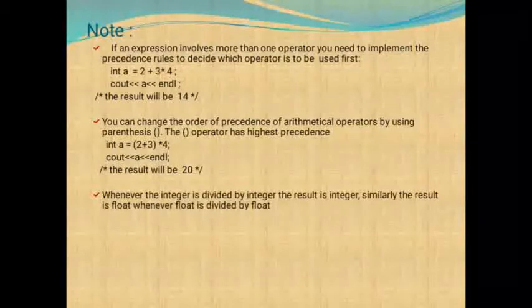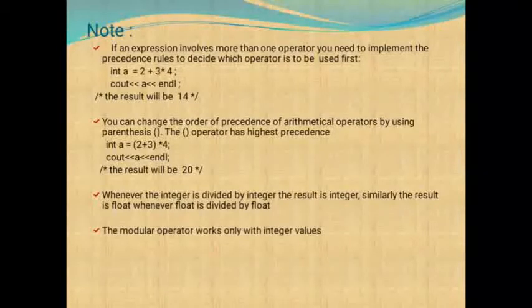Now, whenever an integer is divided by an integer, the result will be an integer. Similarly, the result of float divided by float is a float, and the modulo operator works only with integer values. There will be no decimal values for that.